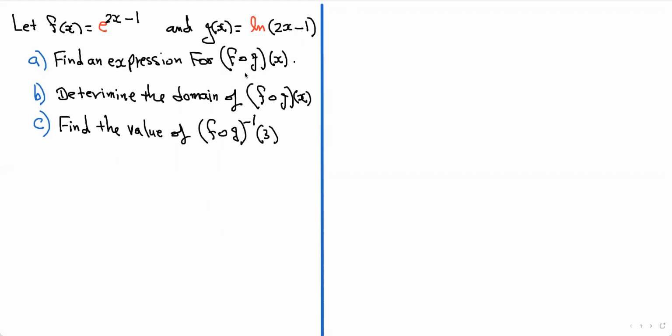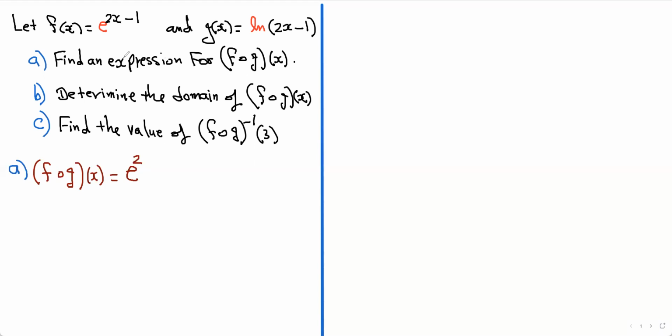So what's f of g of x? F of g of x means you take all of the g of x, which is ln 2x minus 1, and sub it into the x of the f of x. That's what it means. So f of g of x would equal e to the power of 2.